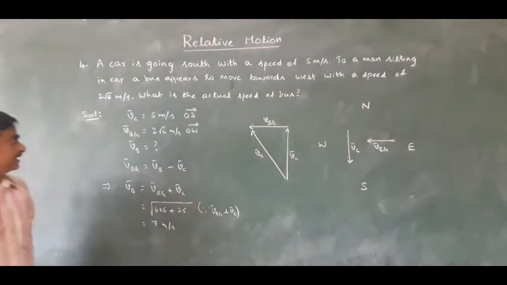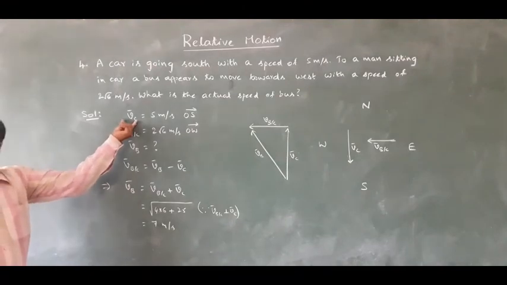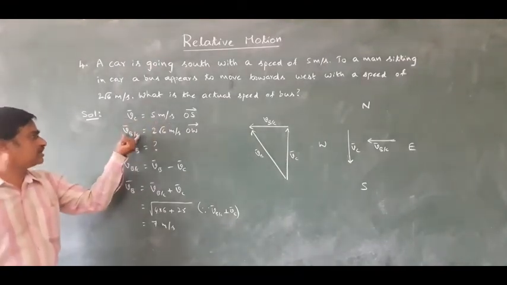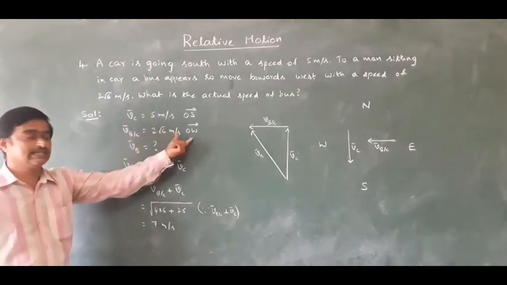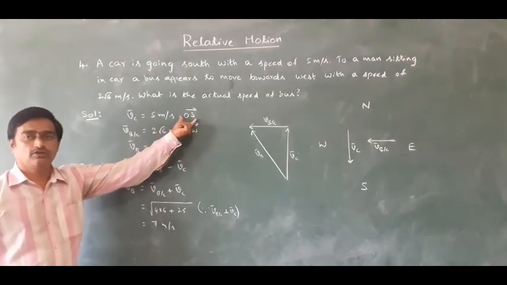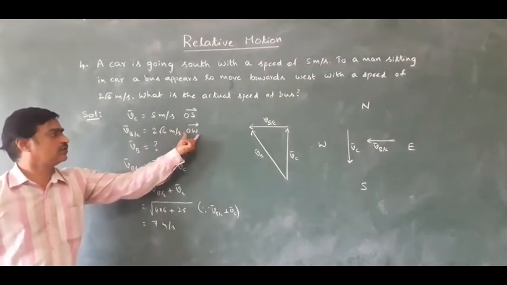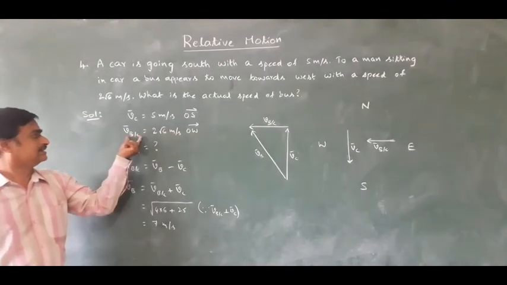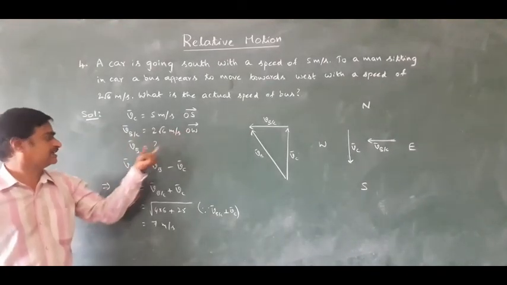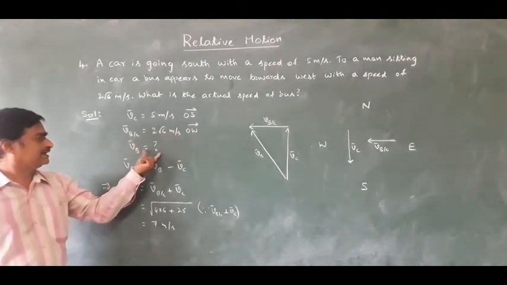Now, velocity of car is given. Velocity of bus with respect to car is given. The car is going towards south. The bus appears to go towards west. That is, this relative velocity is towards west. Now, we have to calculate this one.